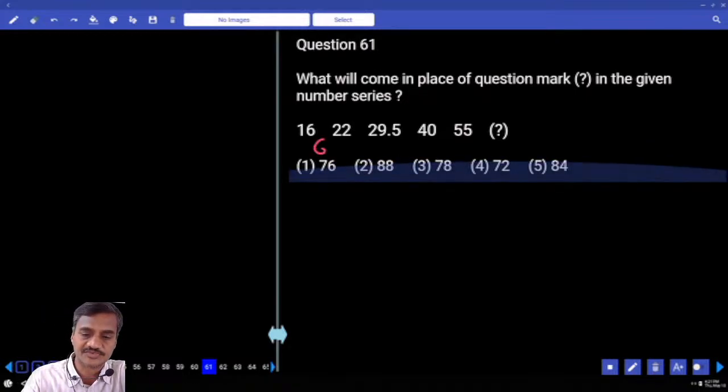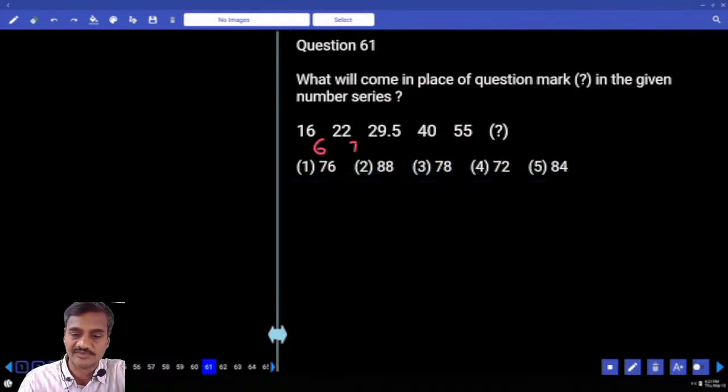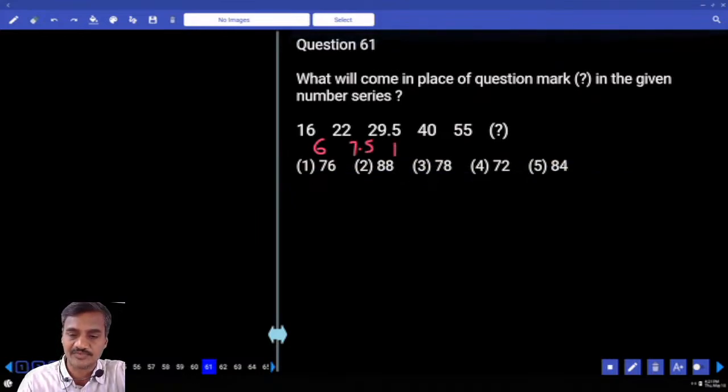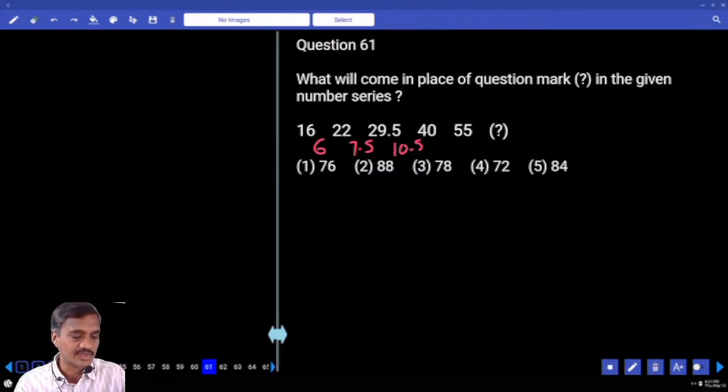16 and 22, what is the difference? We have 6. Next one is so much? 7.5. Then 29 and this one is so much? And 10.5. Isn't it? And 6 and 7.5. The next one is 10.5. Next one is 15. Then what's the next one? 6 and 7.5. Difference is so much? 1 point.